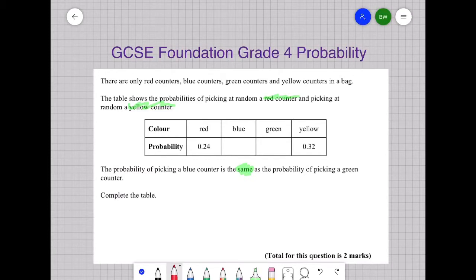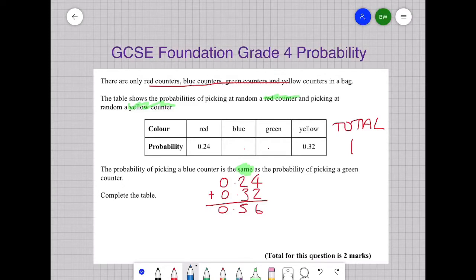So the first thing to note, when we've got a probability table like this, if we've got all the 4 possible outcomes in the table, the total must be 1, because that's what all the probabilities would add up to. So if I added 0.24, 0.32 and these two together, so the middle two, I will get 1. So the first thing I'm going to do to work those out is do 0.24 plus 0.32. So 0.56. That's the total of those two.